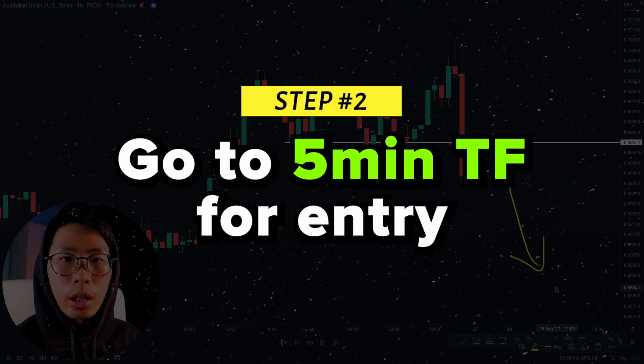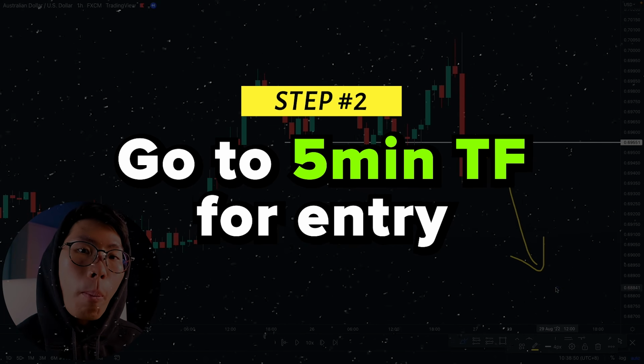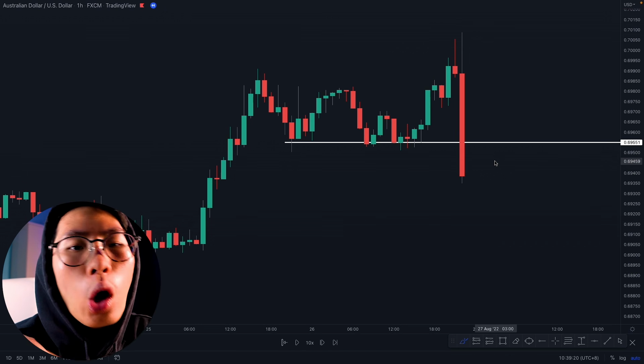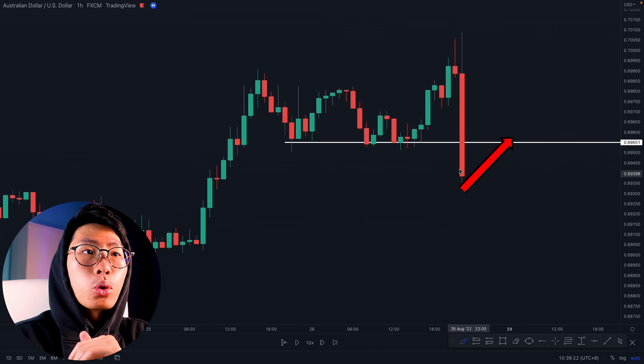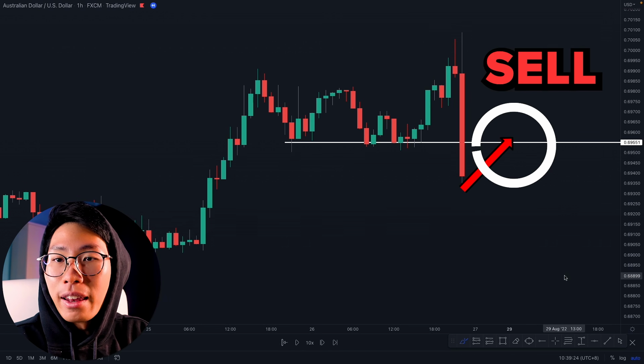So right now, I'm going to go to the 5-minute time frame to look for my entries. All you need to do is wait for price to come back up to retest this level and then enter for the trade.